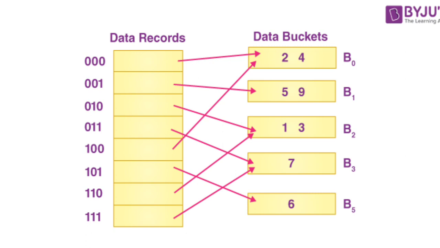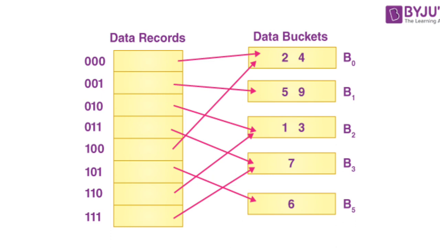This is one of the examples of data records and data buckets, which is an example of dynamic hashing. For 000, 001, 010, 011, 100, 101, 110, 111, all the records are in the data buckets, that is 2, 4, 5, 9, 1, 3, 7, 6, which have corresponding names B0, B1, B2, B3, B5, all stored dynamically using dynamic hashing. So 000 and 100 both have 2 and 4, which are stored in the same data bucket.